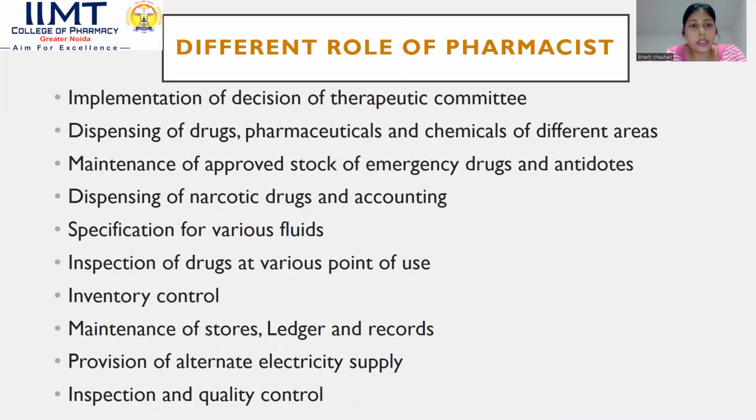Now, different roles of pharmacist. You will now know what are the different roles played by a pharmacist; it is not only dispensing of the medicines. No, there is more than that. So, firstly, is the implementation of decisions of the therapeutic committee. Second, dispensing of drugs, pharmaceuticals, and chemicals in different areas, which is the major role, right? Third, maintenance of approved stock of emergency drugs and antidotes. Fourth, dispensing of narcotic drugs and accounting.